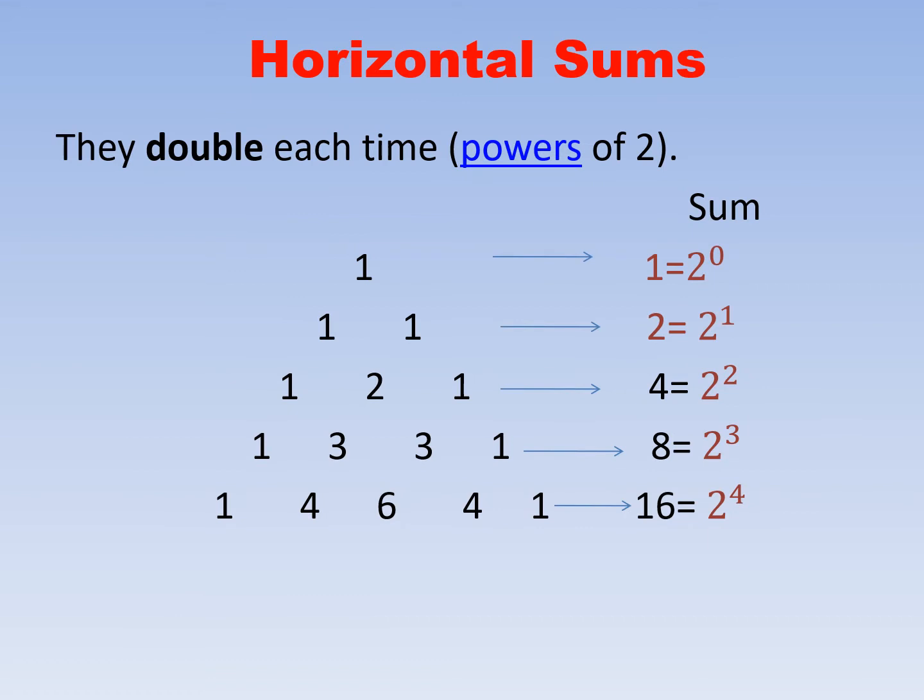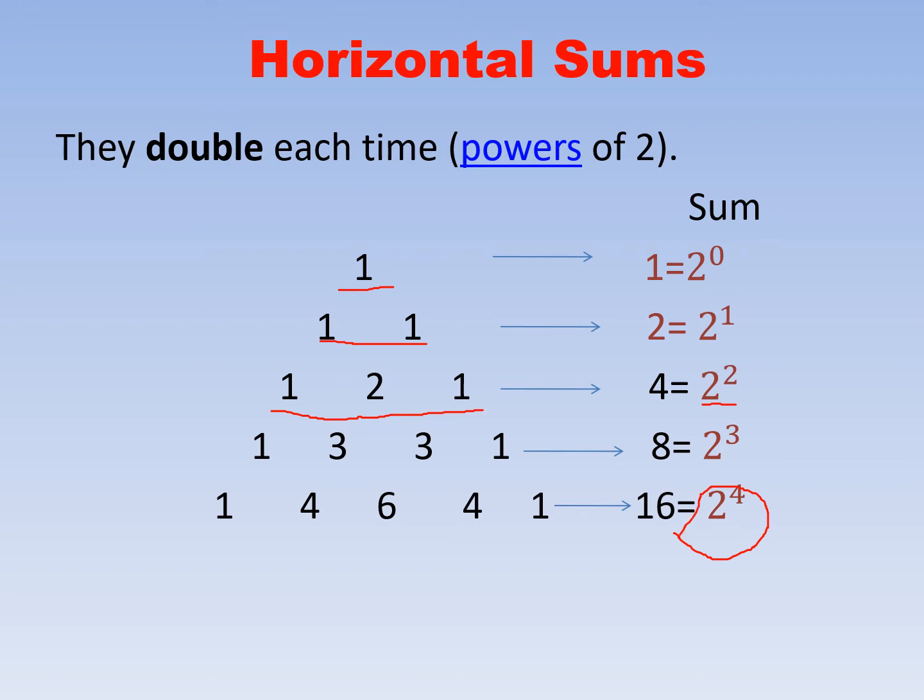Next is the horizontal sums. When you are adding the numbers horizontally, they are going to give you the powers of 2. See, 1 will be 2 raised to the power 0 here. Then 1 plus 1 is going to give you 2, that is 2 raised to the power 1. Then 1 plus 2 plus 1, that is 4, that is nothing but 2 raised to the power 2. So horizontal sums from this triangle are going to give you the powers of 2. It is very easy to calculate the powers of 2 from here.